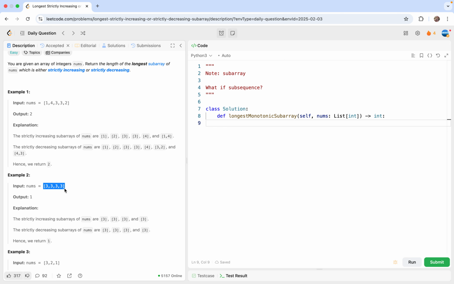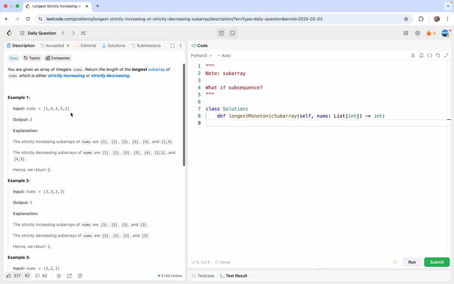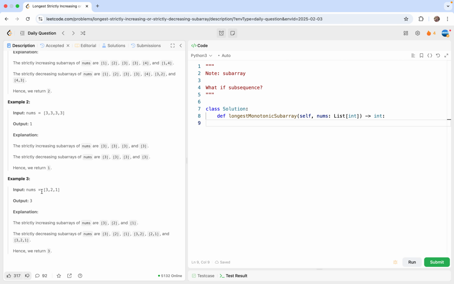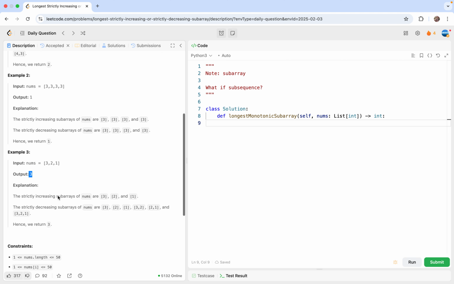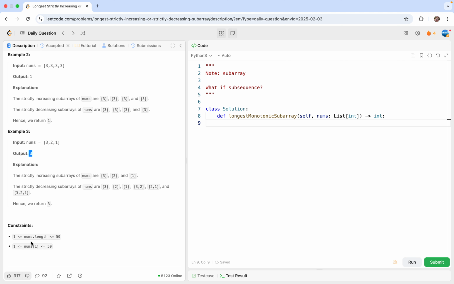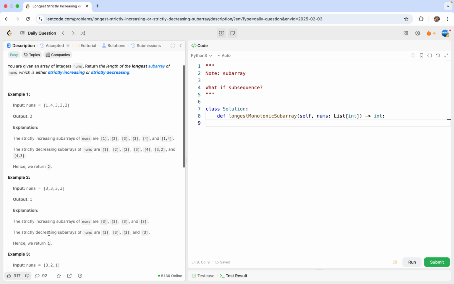For example, example 2, this is the one due to the strictly assumption. In example 2, you can get 1, 3, or 1, 4, or you can get 4, 3, right? Also 3, 2. And these are length 2. In example 3, because this is strictly decreasing, you are going to return 3. Also the problem size is very small, because the length is bounded above by 50, right? With that said, let's look at the coding.